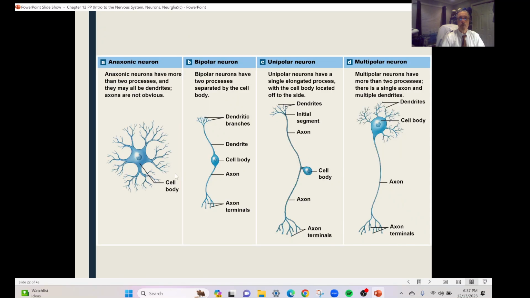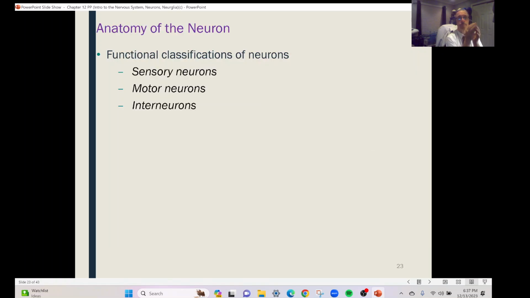Okay, so this is a good picture again showing the four different types of structural classifications. Again, anaxonic, bipolar, two processes, unipolar, one process, right? A process is an extension coming off the cell body, and then multipolar, right? Many processes coming off the cell body. Okay, so that's the structural classification.